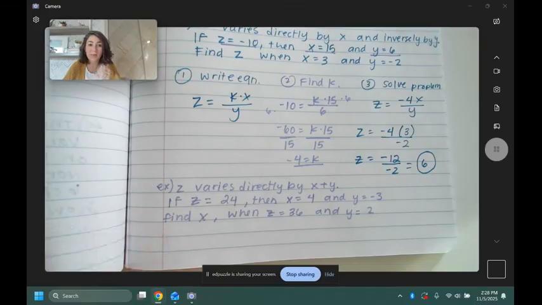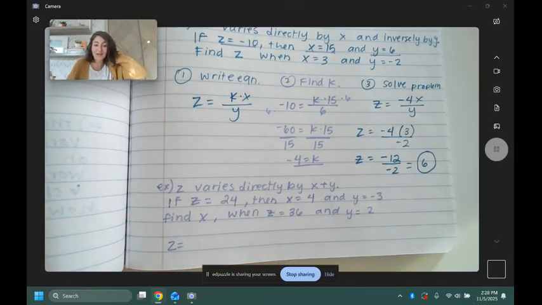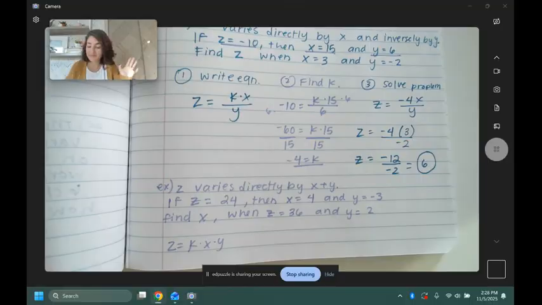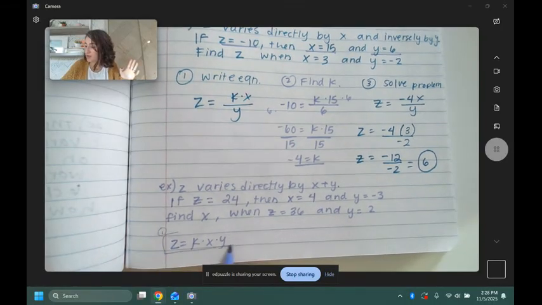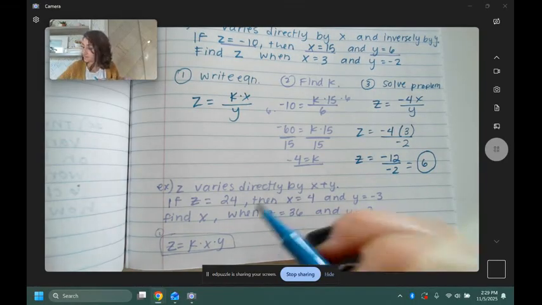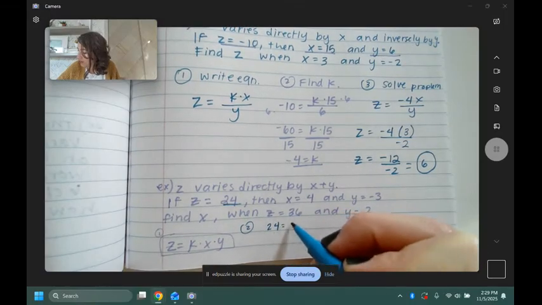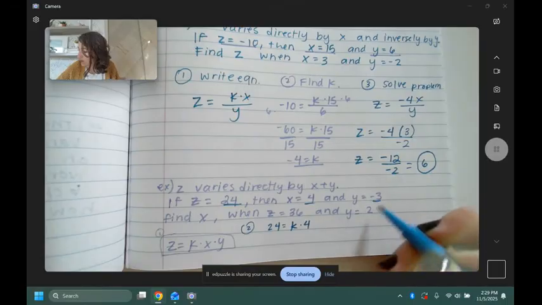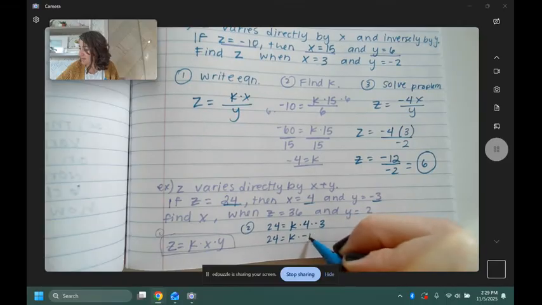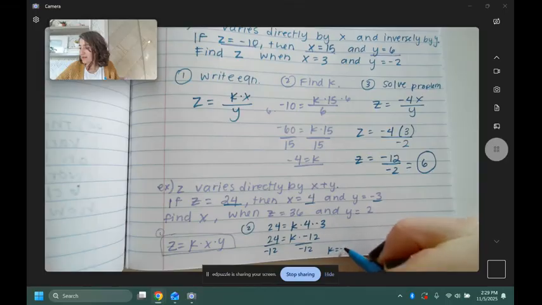All right, so first step, write your equation. Z varies directly by both x and y. What that means is they're both multiplying. That's it. Step number 1. There's my equation. Z is k times x times y. Step number 2, find k. I'm going to plug in everything I know. Z is 24 equals k times 4 times -3. So 24 is k times -12. Divide both sides by -12. K is -2.